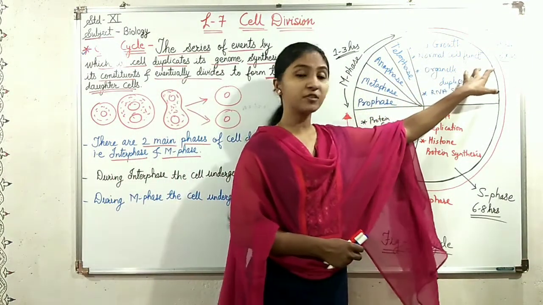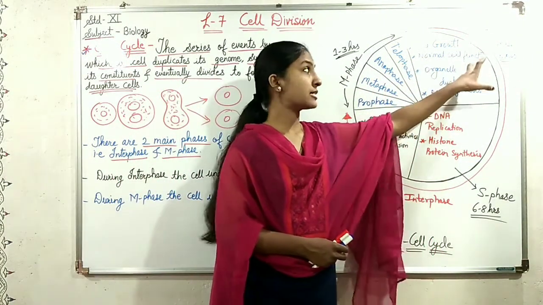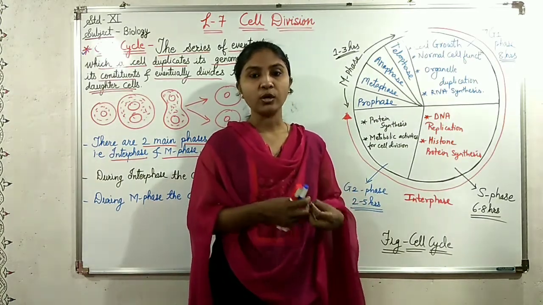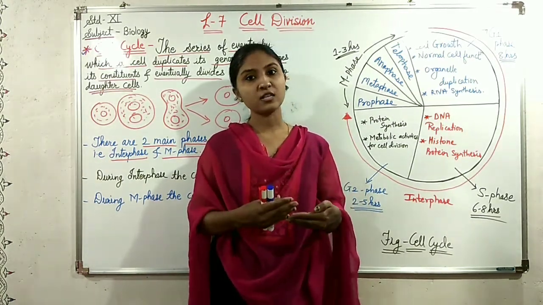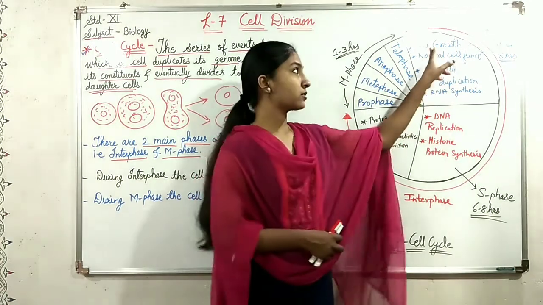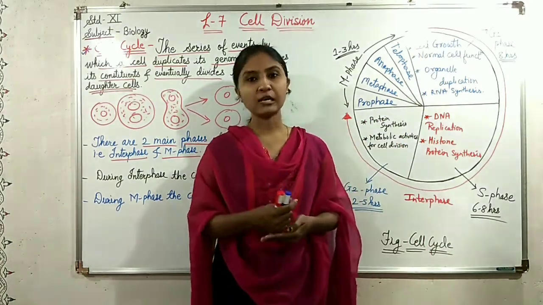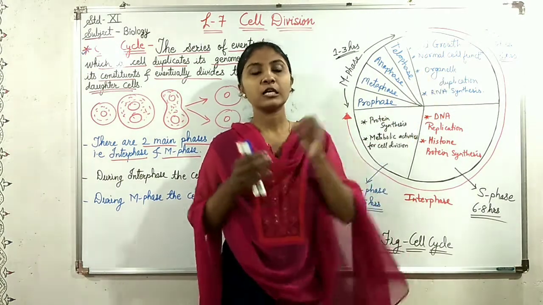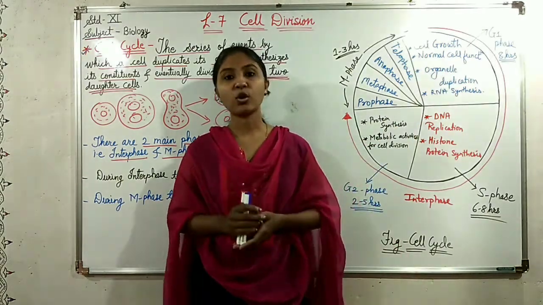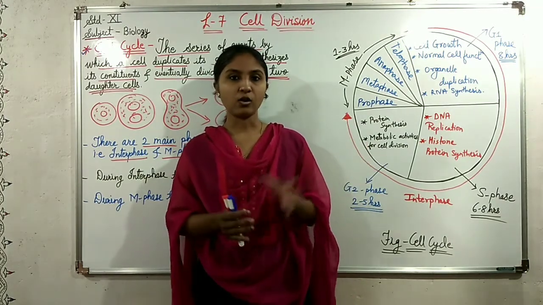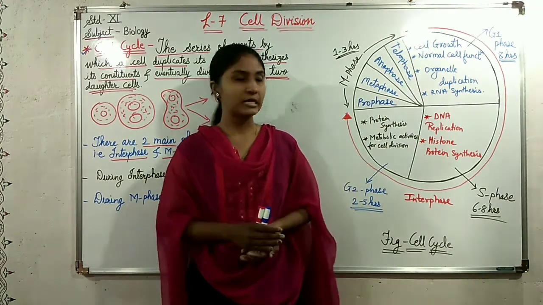Now in this G1 phase, what happens? Cell growth takes place. The cell begins to grow and starts preparing itself for cell division. The cell grows and the normal functioning of the cell occurs in this G1 phase. This G1 phase is also called the first growth period of the cell.